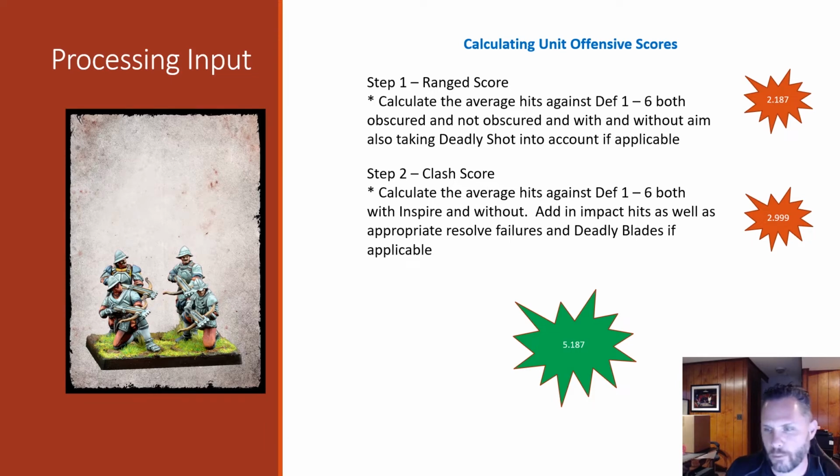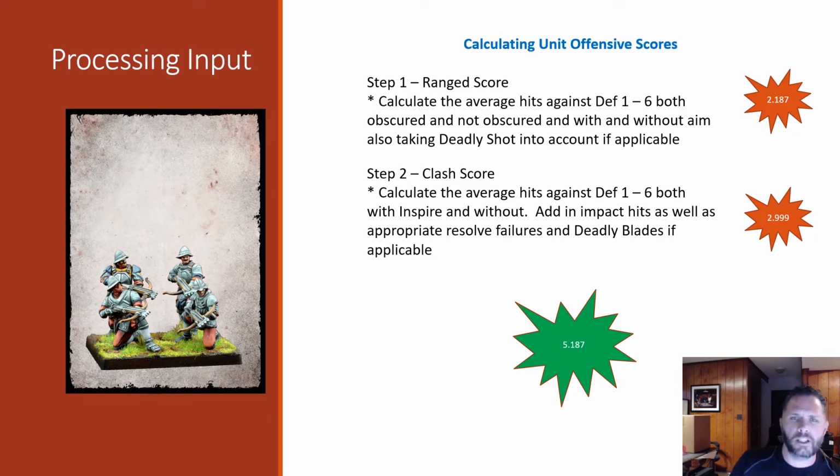So for the crossbowmen, when I do all those values, like 24 values, I get an average score of 2.187. So against all of the defensive capabilities out there, the crossbowmen are averaging 2.187. Obviously, if I'm firing at defense 1, I'm going to do a lot more damage than if I'm firing at defense 5. But this just averages those together.